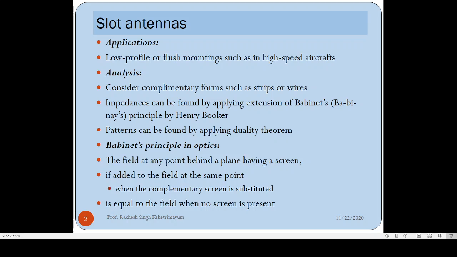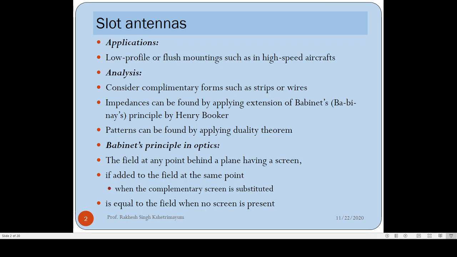Slot antennas can be analyzed from the complementary structure of the slot antenna, which is a strip, like a dipole. The dipole is a complementary structure of slot antennas. We have already discussed dipole antennas. So now the complementary structure of a dipole antenna is a strip slot. We'll see what the complementary structure is later on.